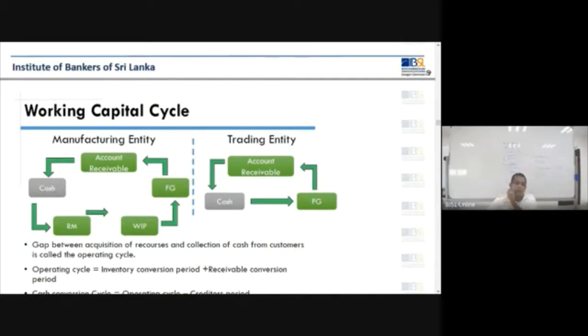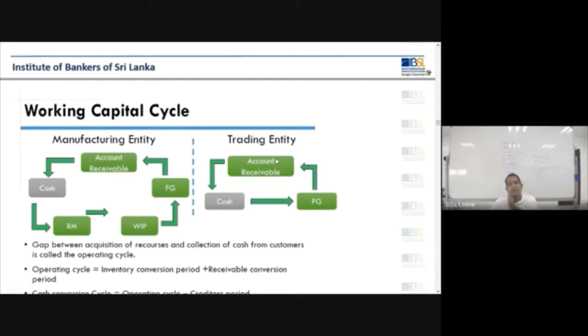In manufacturing entities, you have cash, you buy raw material and convert it into work in progress, semi-finished goods, and then finished goods. Then you sell on credit and you get debtors or accounts receivable. You collect that, you get cash. This cycle is called the working capital cycle.